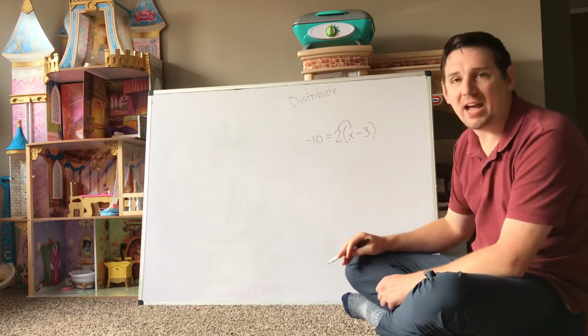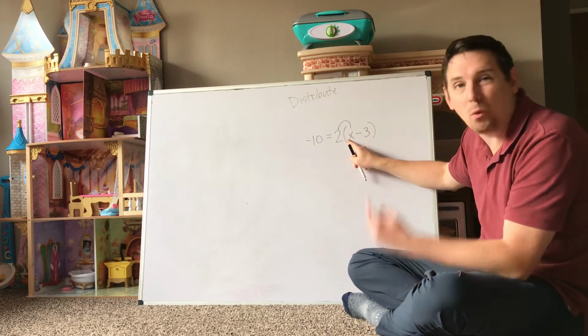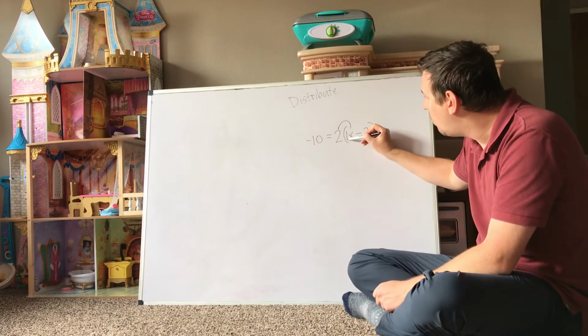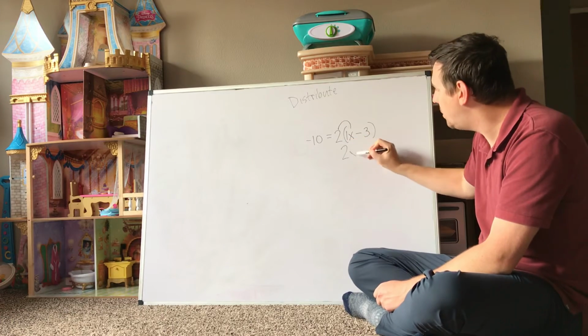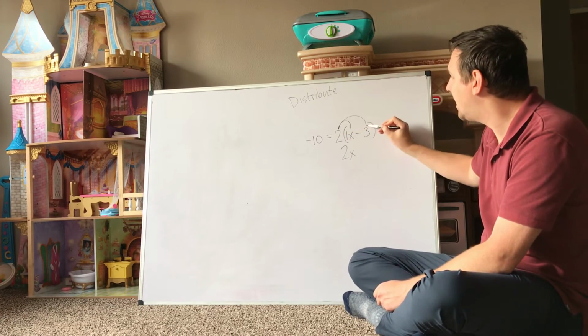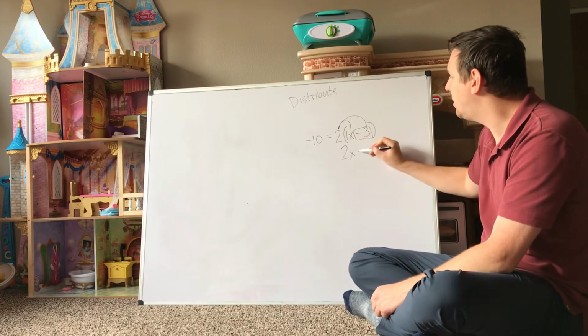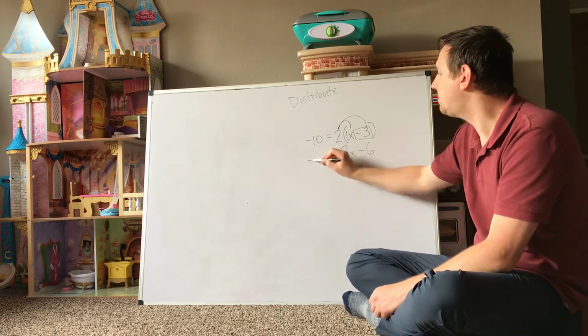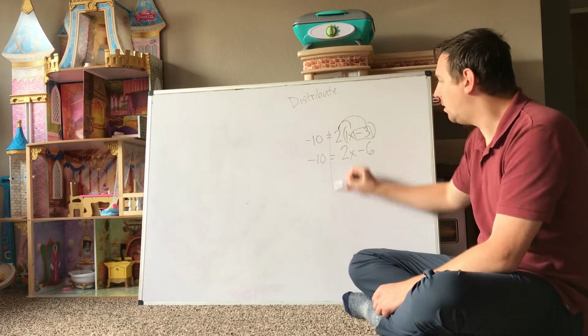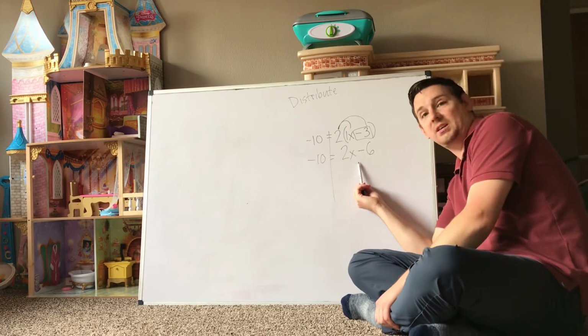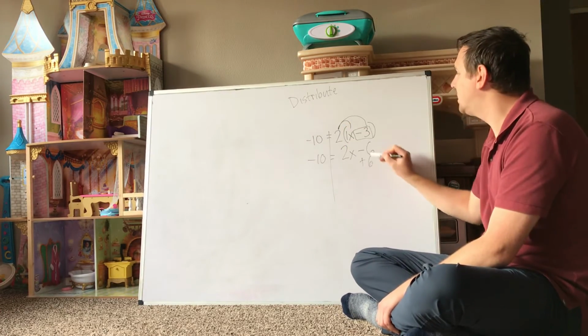2 times x. Now, if you don't see a number here, that's a 1. So 2 times 1x would be 2x. 2 times, again, I treat this as a minus or a negative. 2 times -3 is -6. And now we're going to solve. Here's the x. The x is over here. So we're going to add 6 on both sides.